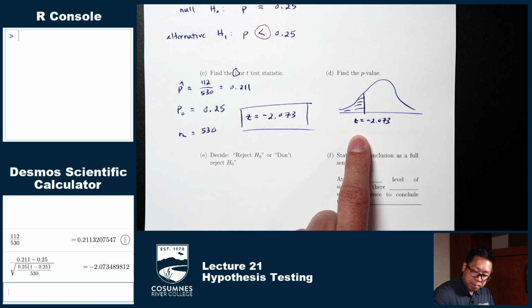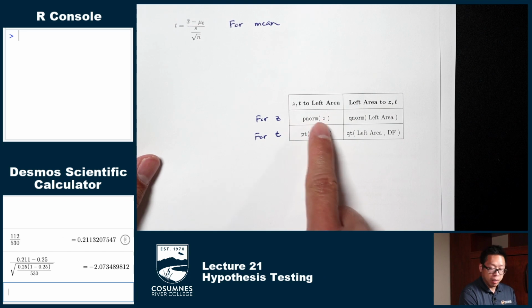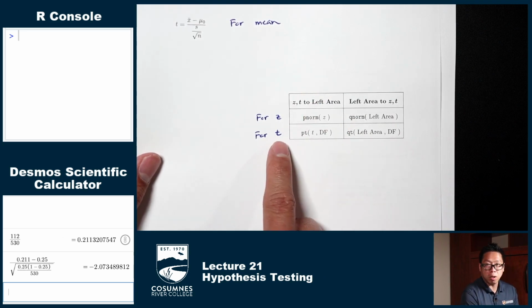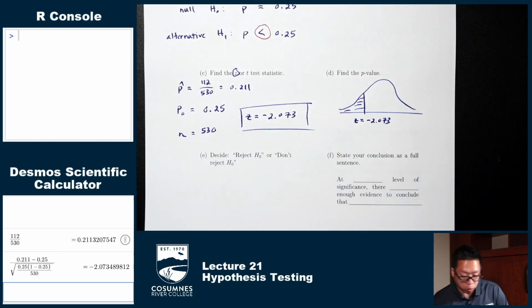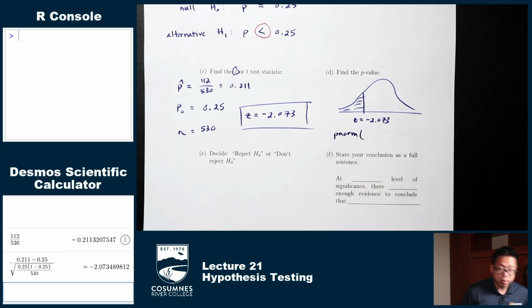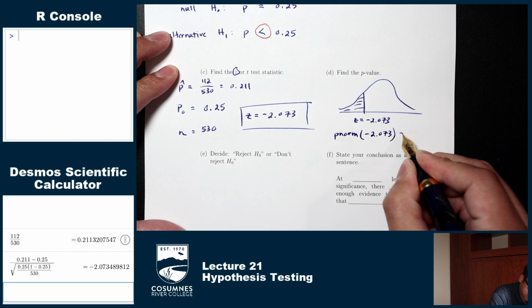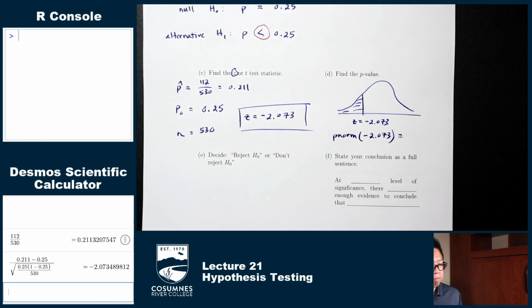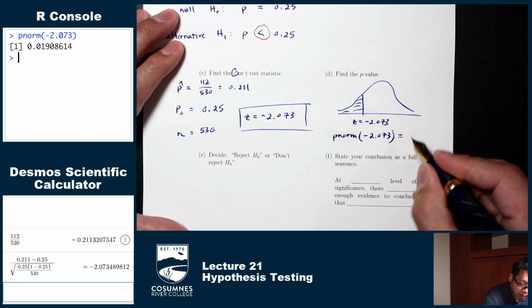For a z to area question, for the z situation, it's going to be pnorm. Now, if this were a mean question, you will be talking about t's, and you will be doing pt. So for us, we're going to be doing pnorm. The z here is negative 2.073. Okay, so in R, pnorm of negative 2.073. Okay, and I get 0.019 rounded to 3 decimal places.